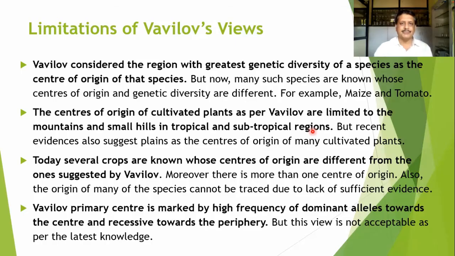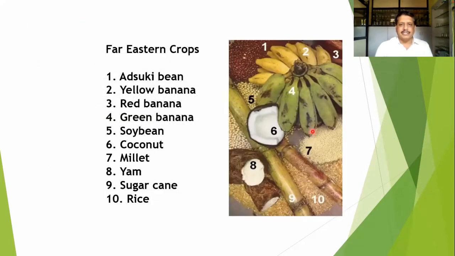Vavilov's primary center is marked by a high frequency of dominant alleles towards the center and recessive alleles towards the periphery. So on the basis of the presence of alleles of that particular species, it has been marked. But this view is not acceptable today, as per the latest knowledge we gain from various studies. So these are some of the limitations of Vavilov's views regarding the centers of origin, where we can find some of the common plants in those regions.